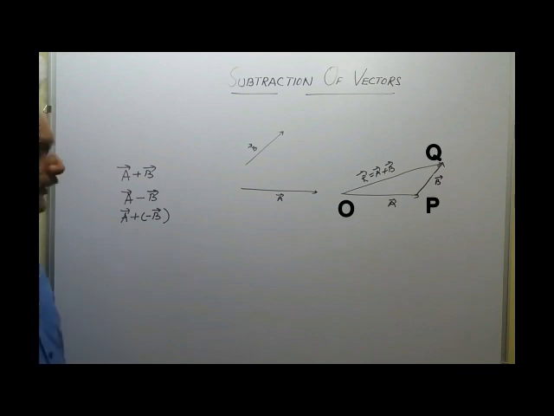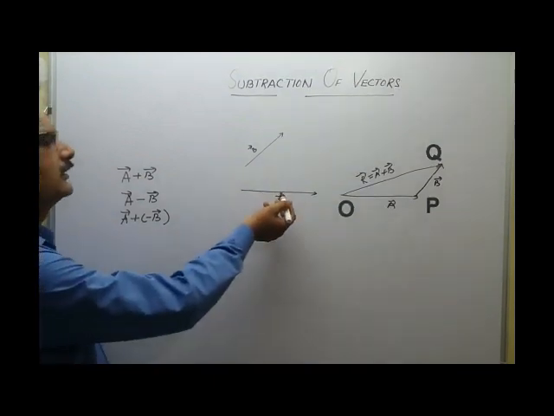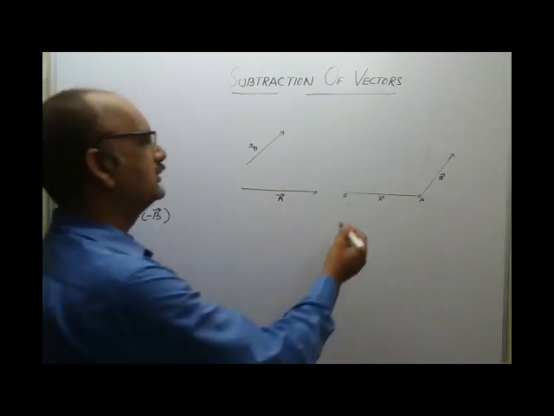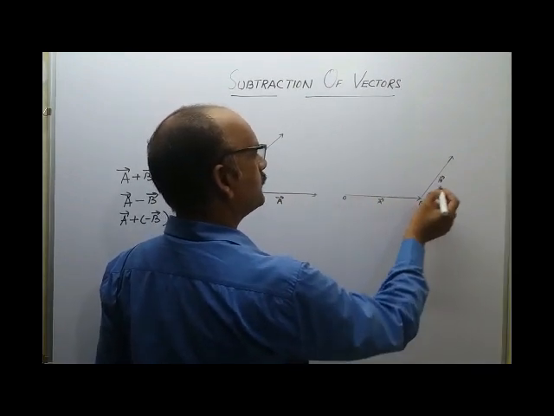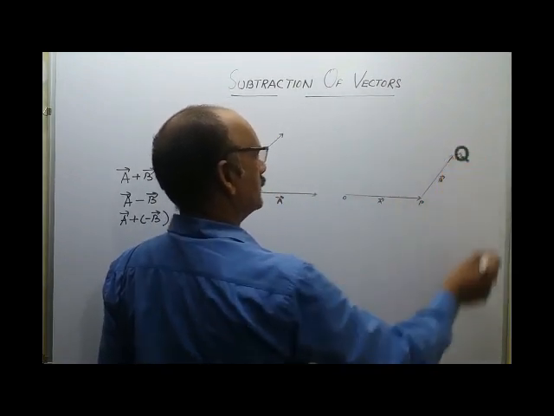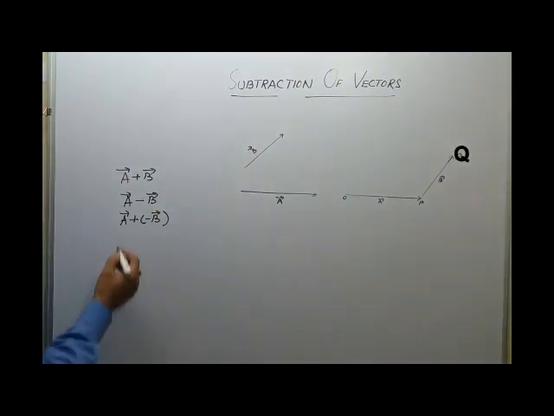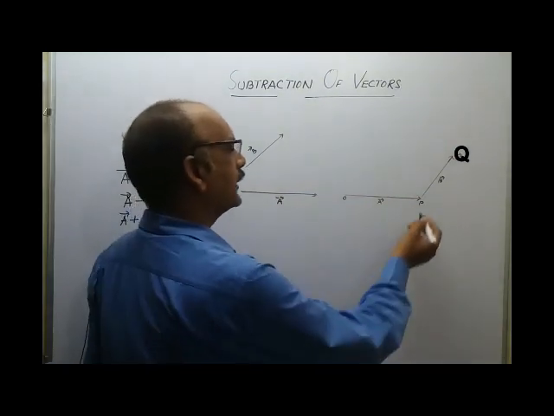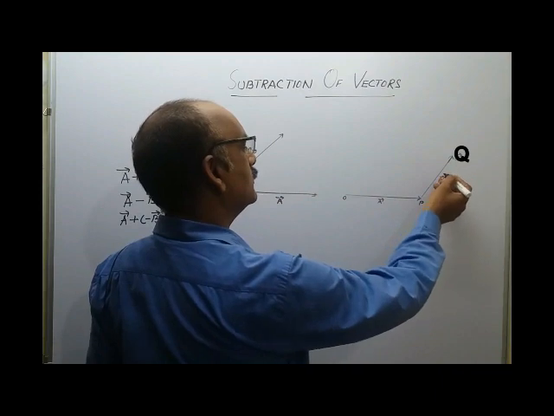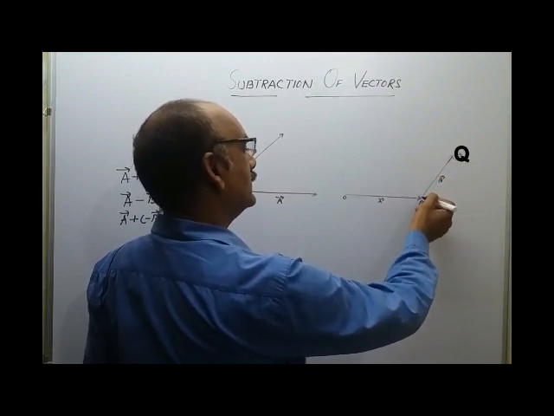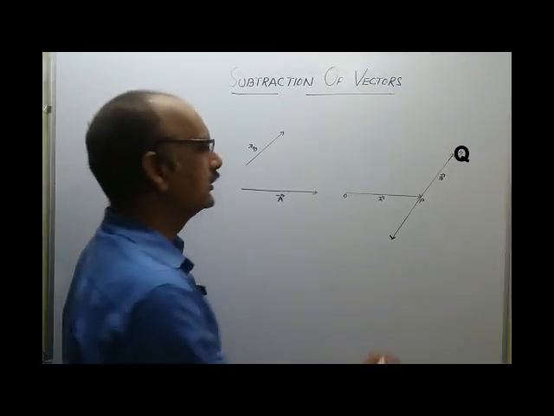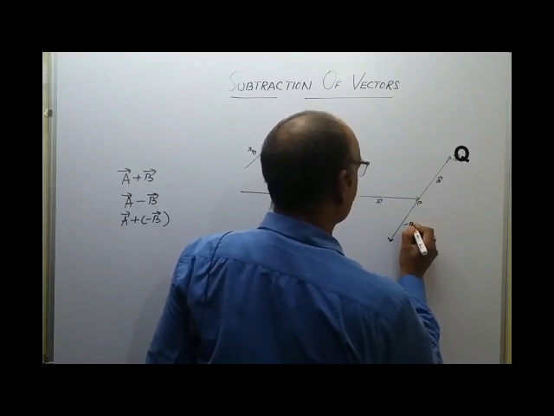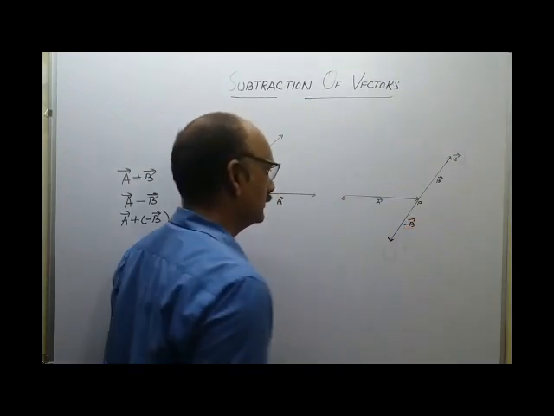Now, consider the same vectors, vector A and vector B. Now, this is vector A and this is vector B. Vector A is represented by vector OP and this is represented by PQ. To find out vector A plus minus vector B, draw a vector which has equal magnitude to vector B and in opposite direction. Okay. This is minus vector B.